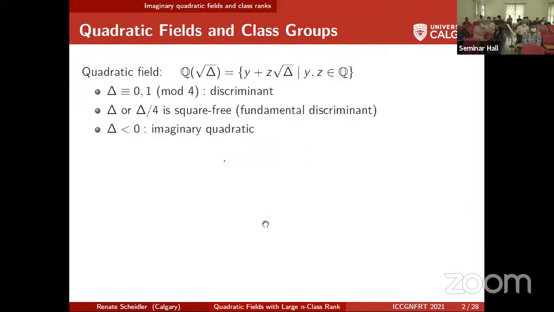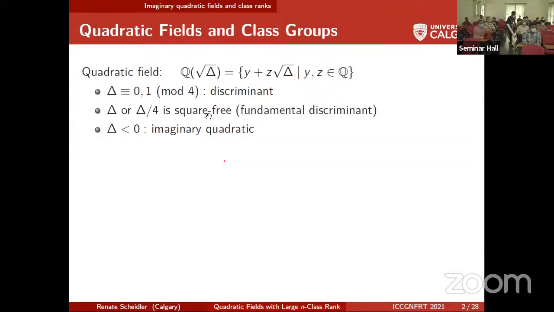So just to establish some notation, we're going to work with quadratic fields. This is the general form of a quadratic field. Delta here is a discriminant. It's an integer that's 0 or 1 mod 4. We're also going to assume that it is fundamental, which means either delta is square free, or it may have a factor of 4 in it, and then we divide that out, and then the rest has to be square free. And we will also only work with imaginary quadratic fields, which means that delta is negative. So the discriminant is negative.